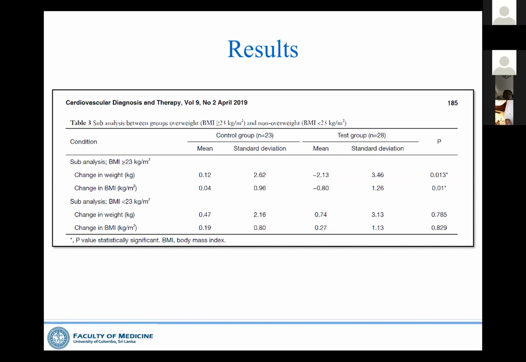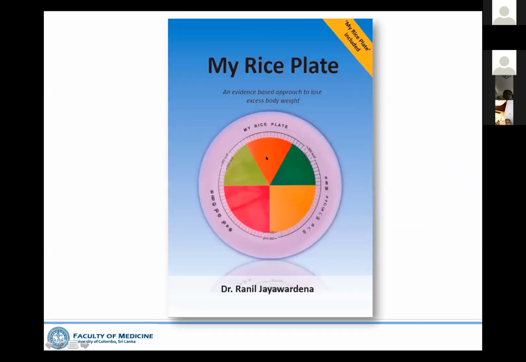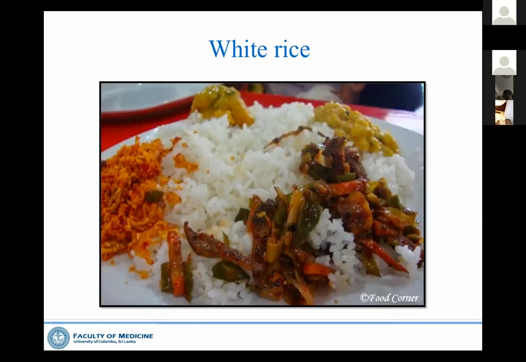So because of this result, I really suggest you use this plate concept for your patients. And now I'll go to the practical side of that. We already published this as a book also. It is in the public domain. You can buy it from the major bookshops. And now I'm giving practical advice on how you can use this plate concept for Sri Lankan food habits.